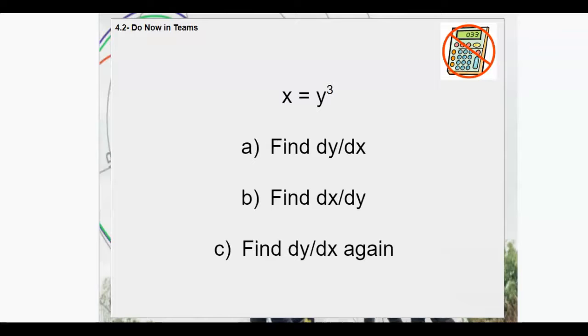So, you can see three simple questions A, B and C on the board. I'd like you to have a go at these, pause the video and think about what I'm getting at with part C here. How can B help you with C or with A? How can dx by dy help you find dy by dx? Pause the video, have a go.